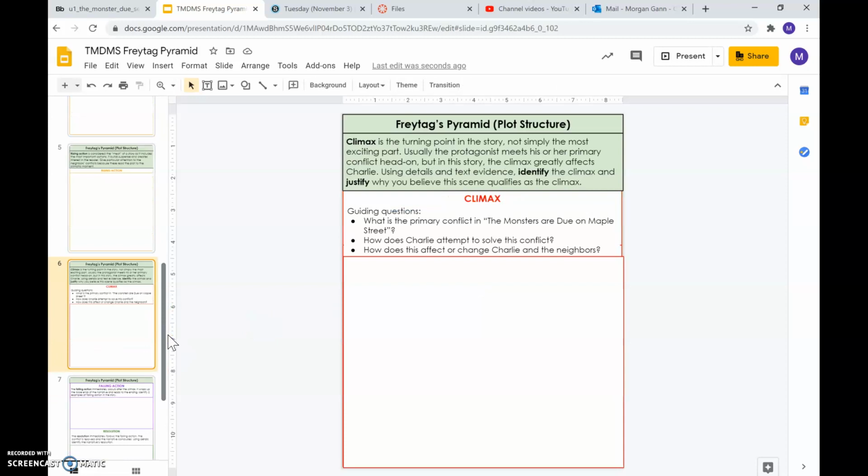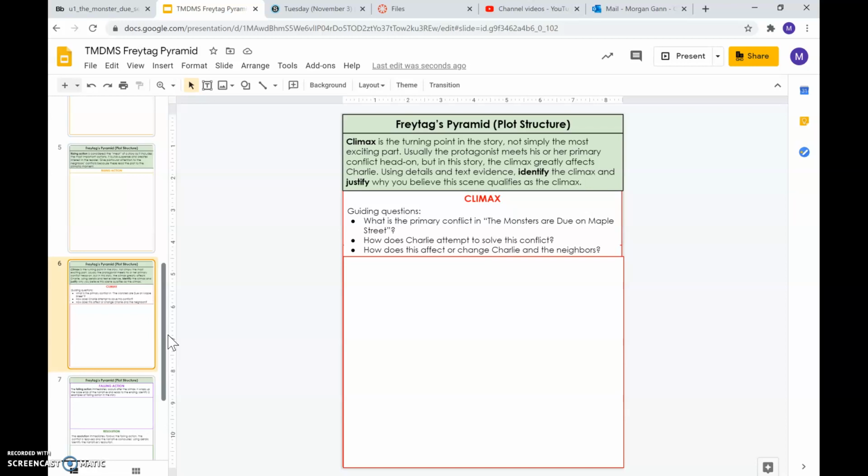The climax is the turning point in the story, and a lot of people get this wrong. Most people think it's just the most exciting part of the story. That's not all it is. The climax is so much more than that. Usually this is where the protagonist meets his or her biggest conflict head on, and it changes them. Now in this story, the climax greatly affects Charlie. He's not necessarily the protagonist, but he is directly involved in the climax.